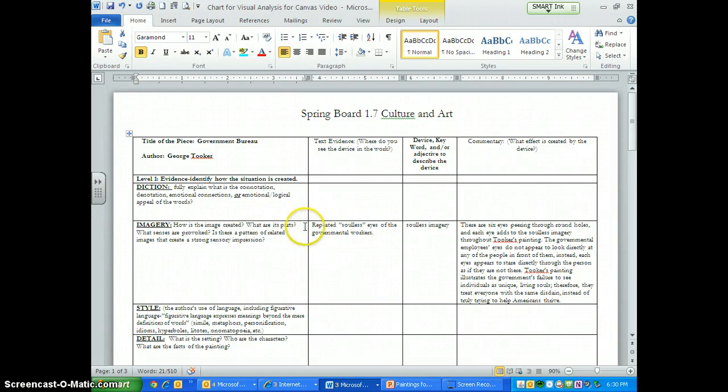So the first thing you do, for imagery, in the level of analysis, is look at the stuff that you easily see and how it is creating a situation. So I'm looking at the repetition of the soulless eyes, and how that's going to lend toward whatever I'm saying in this one, that the government doesn't care about its people.